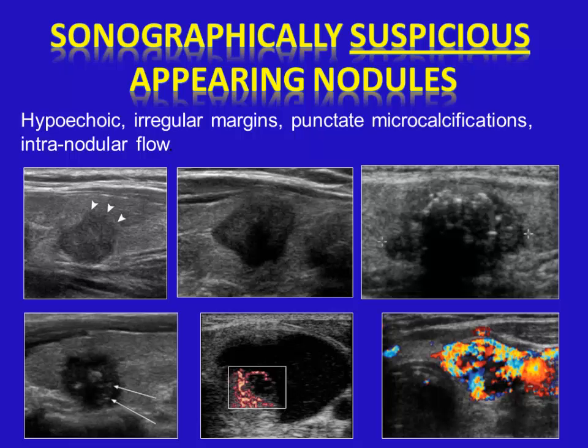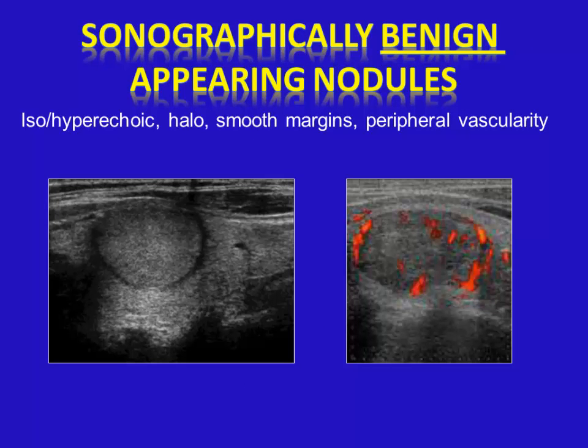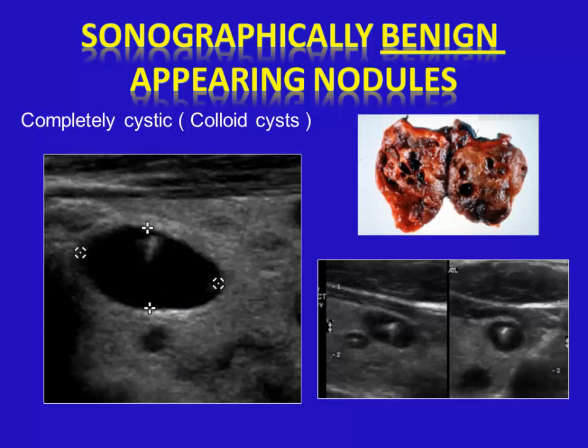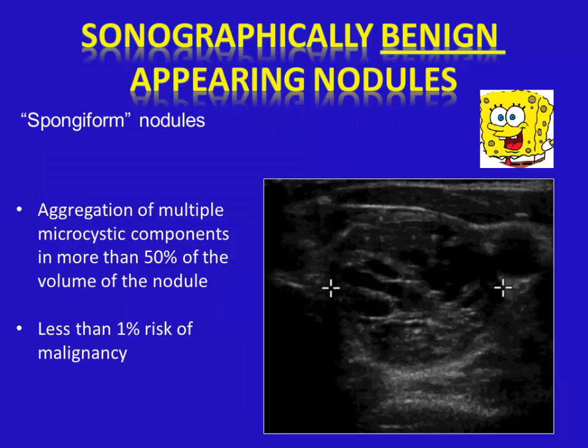So, to summarize, sonographically suspicious nodules can appear hypoechoic, with irregular margin, punctate calcification with intranodular flow, and these are different examples for that. While the benign appearing nodules will be iso-to-hyperechoic with a nice halo around, smooth margin, and peripheral vascularity. Keep in mind that a completely cystic nodule is most likely benign. And the spongiform nodule, which is a nodule that has more than 50% of its consistency formed by small microcysts, has a chance of being malignant of less than 1%.